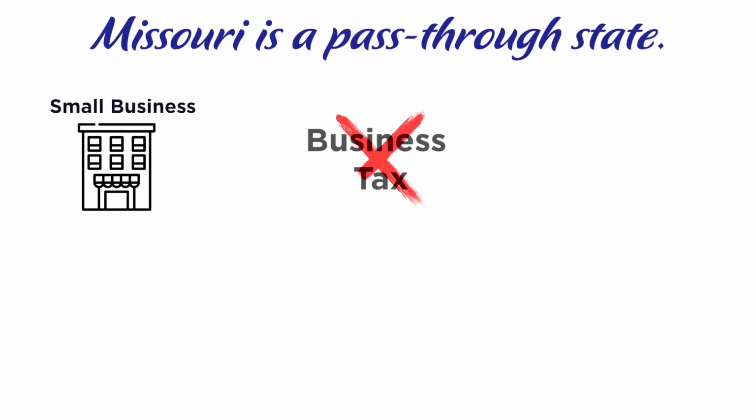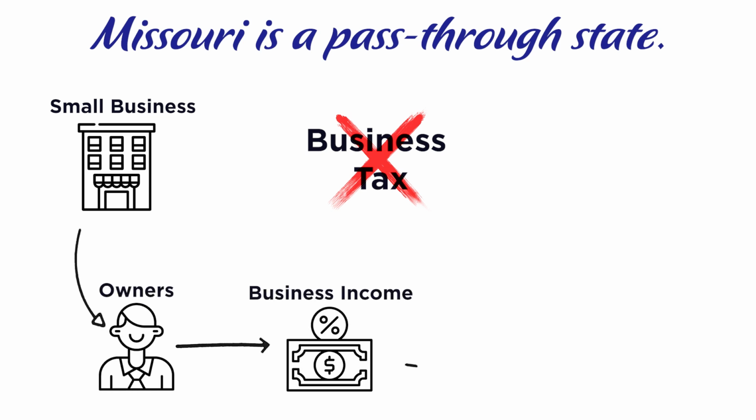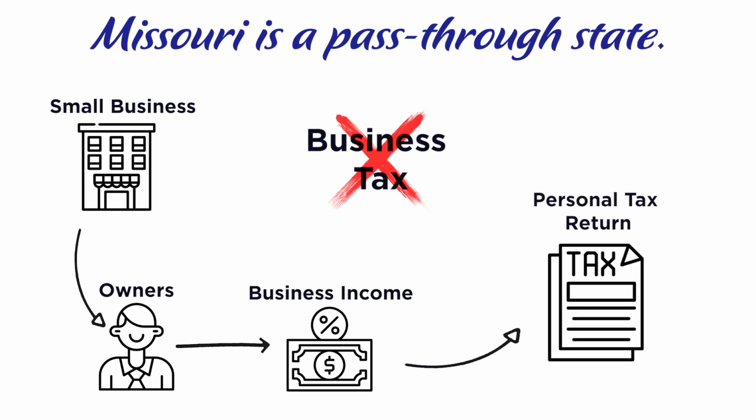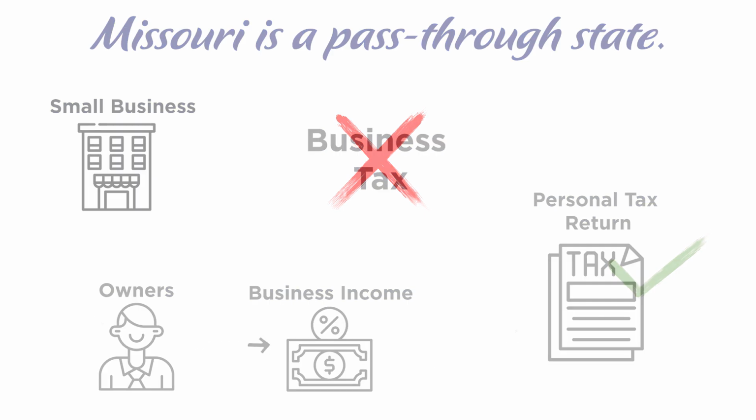It is also important to note that Missouri is a pass-through state. This means that many small businesses will not pay any taxes themselves at the business level. Instead, owners report business income and pay the business tax on their personal tax returns. Therefore, business owners should take this into consideration as they file their personal taxes.